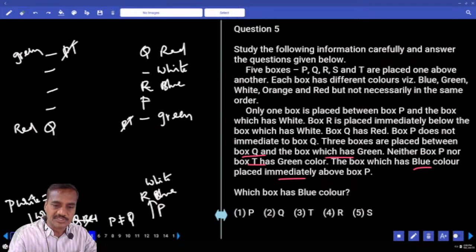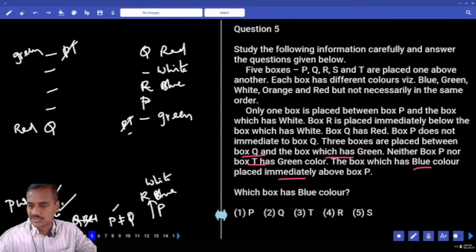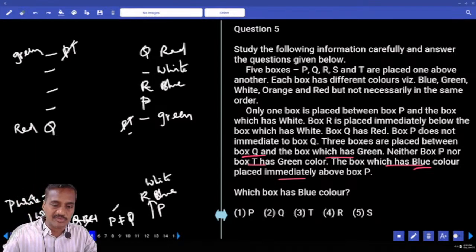Next one, P is at this place. Now P cannot be here. Then we are left with what? And P, white, and immediately below red icon. P and white there is exactly one. And P and Q. The next one, and blue is immediately above P. Blue is immediately above P, that is all.